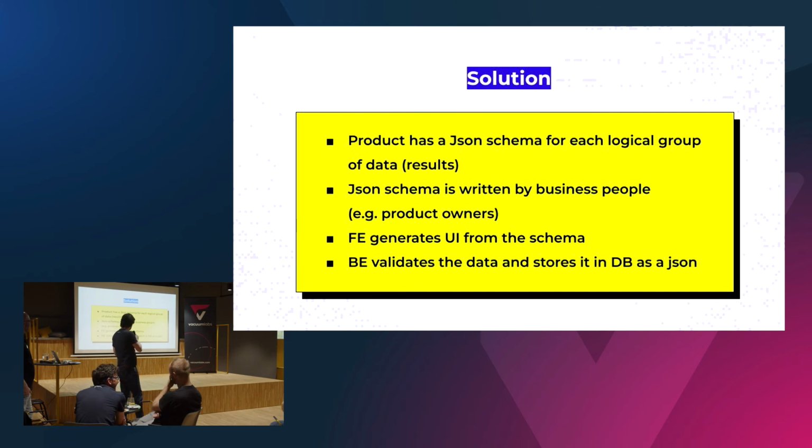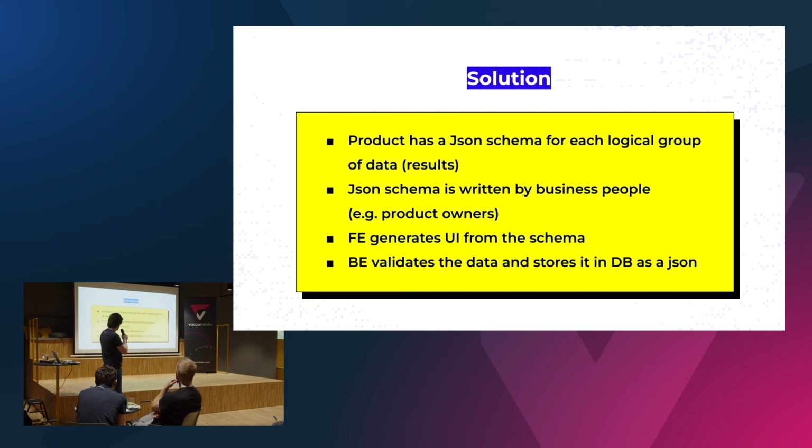And what is the solution to our problem using JSON schema? In the database, we have a product which has some metadata like name and price and stuff like that. That product also has a JSON schema that describes how, for example, the result for that test looks like, or what data we need to collect from the customer at the time of reservation. The JSON schema is written by business people. Yay! We don't need to do anything with that.